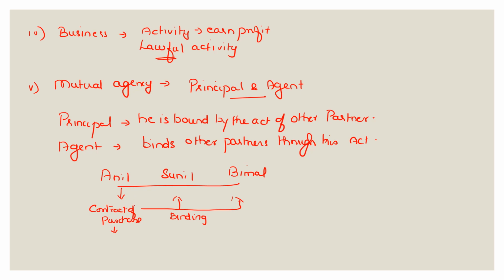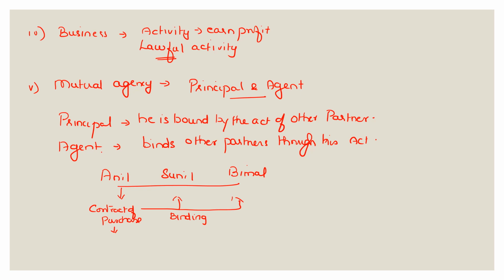And when Anil is bound by the acts of Sunil or Bimal, then he is the principal. So Sunil is the principal in this particular contract of purchase. Anil is the agent because he is binding Sunil and Bimal, and Sunil and Bimal are the principal for Anil because they are bound by the act of Anil. So that is how a relationship of principal and agent lies between the partners of the firm.